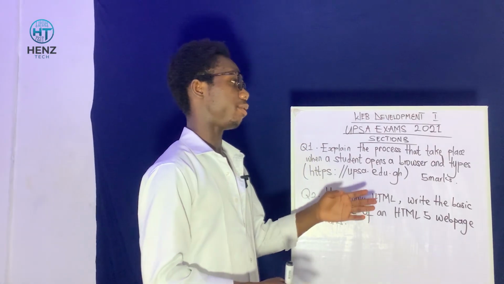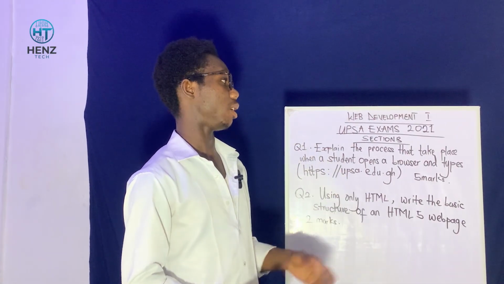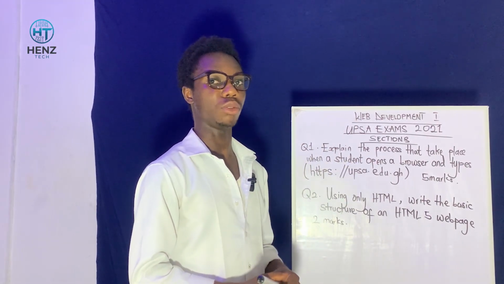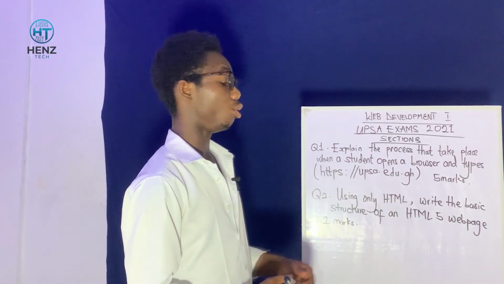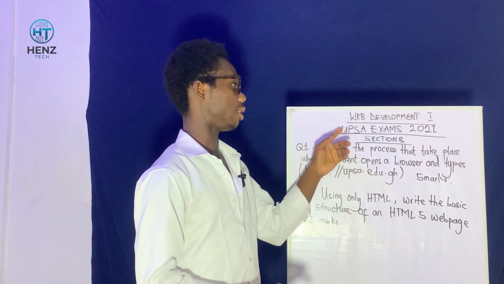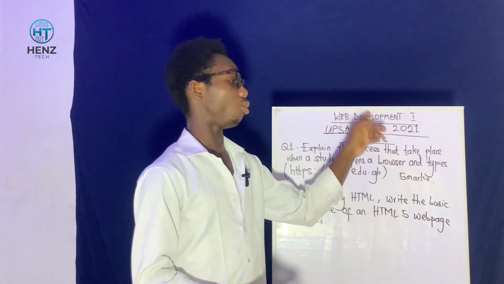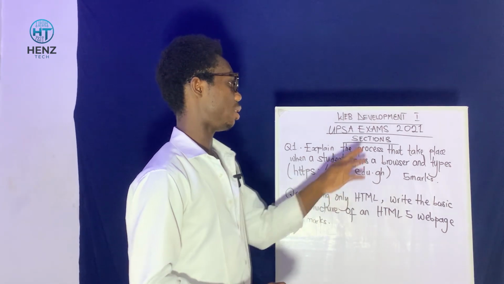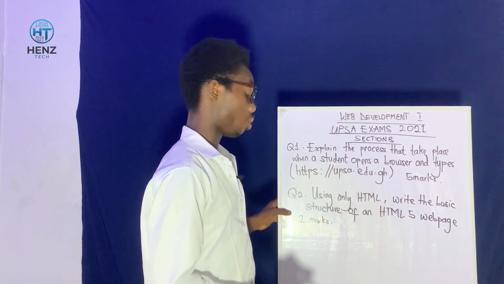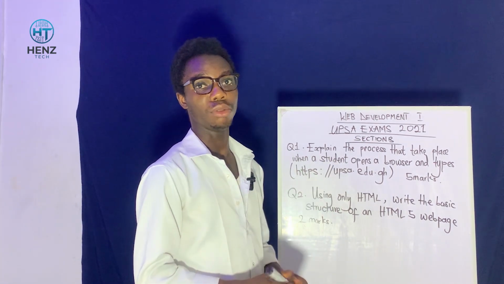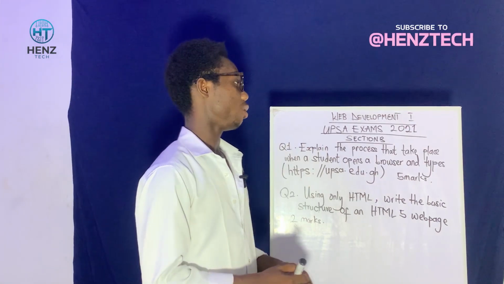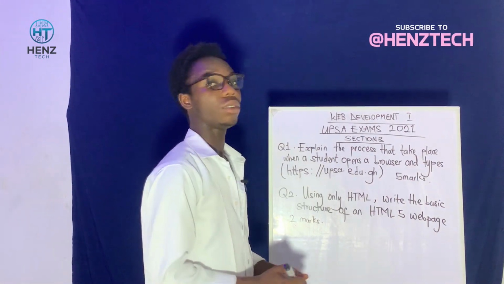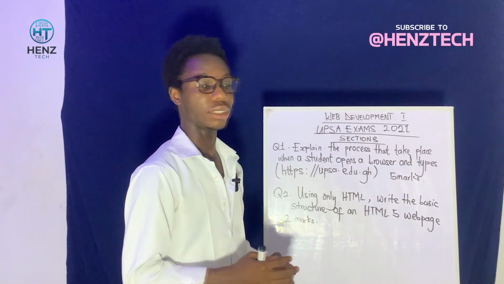So as part of our course this semester, that is Web Development 1, we will be looking at examinable questions. This is UPSA exams on web development 2021. So this is section B. We have question 1, question 2. Later on, we'll be treating the other questions too. Now, let's read question 1. So what does question 1 say?